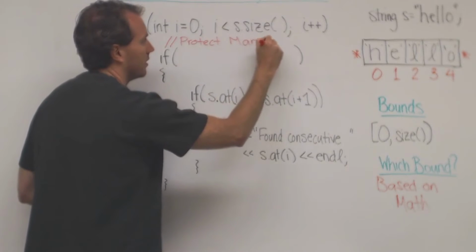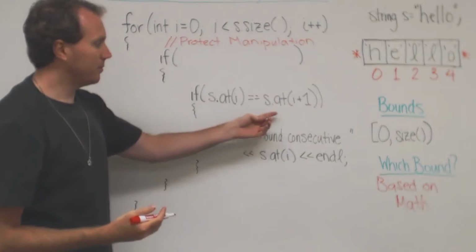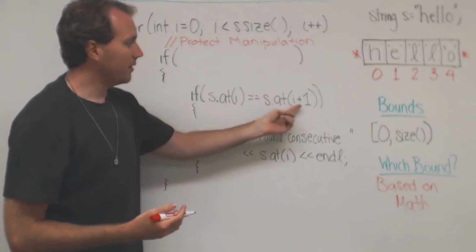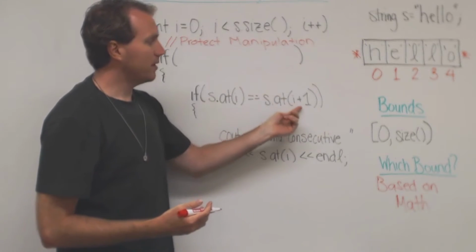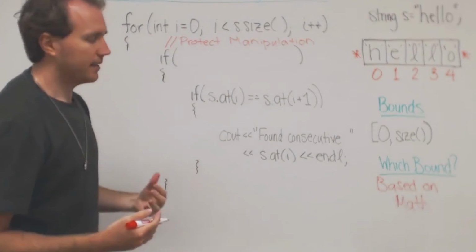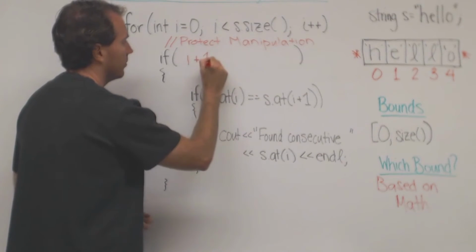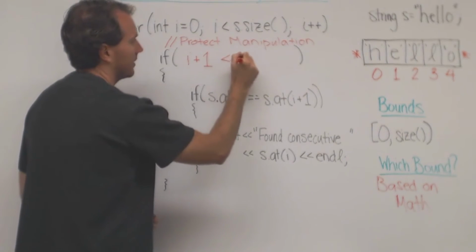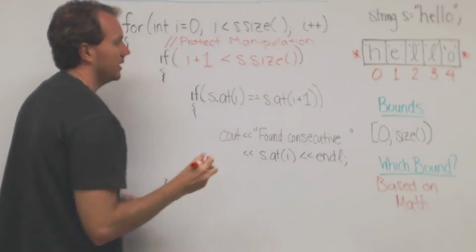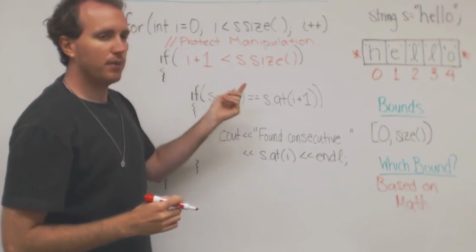manipulation. Right? So what is our manipulation? Our manipulation is right here. We have I, which is protected up here, but now we have I plus 1. So if we do I plus 1 and we're at 4, we're going to look out of bounds, and that's not allowed. So we have to say, is I plus 1 less than s dot size? Right, so that checks whether our manipulation is in bounds.